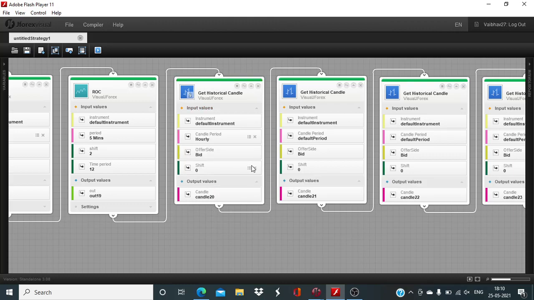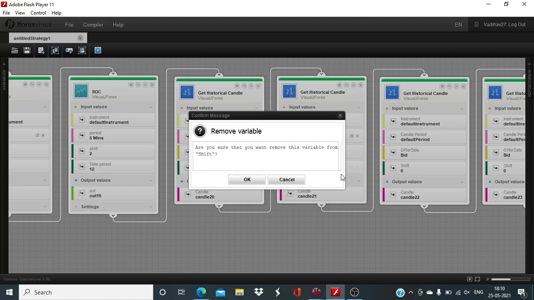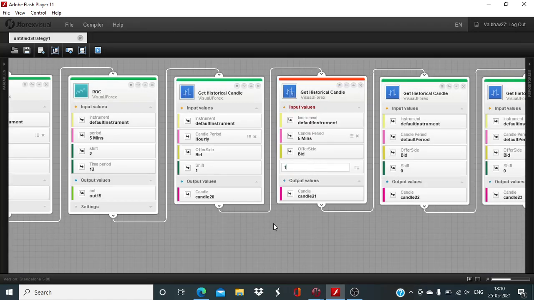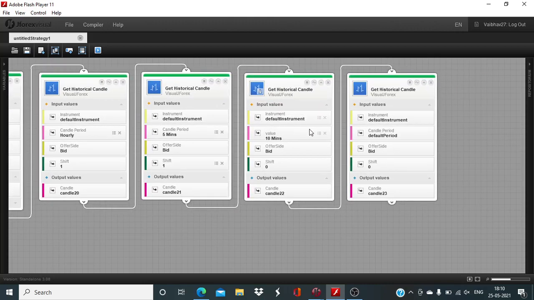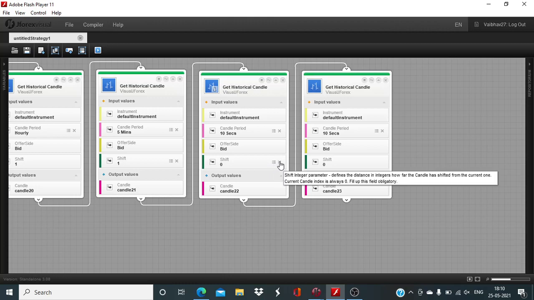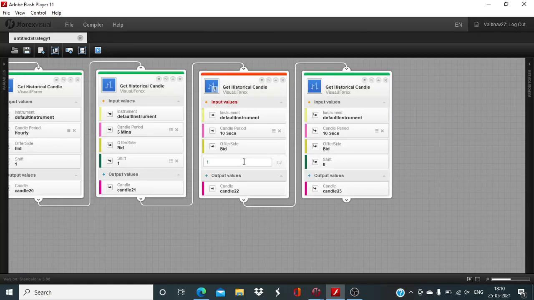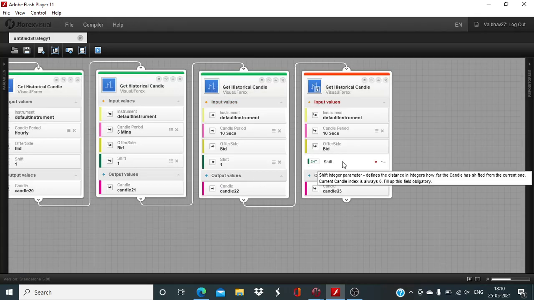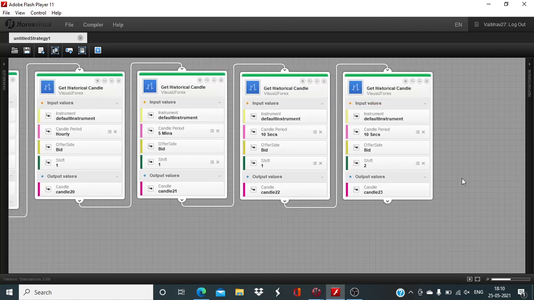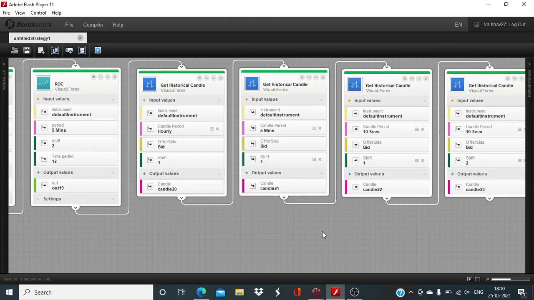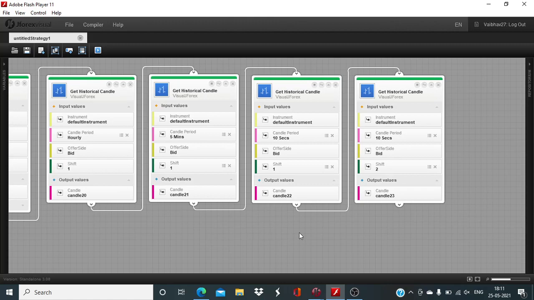This will be changed to hourly. Like period of 1, this 5 minutes, one, and these two will be 10 seconds each. Like period of 1 and 2 respectively. Okay, so these are the candles which we will take help of.